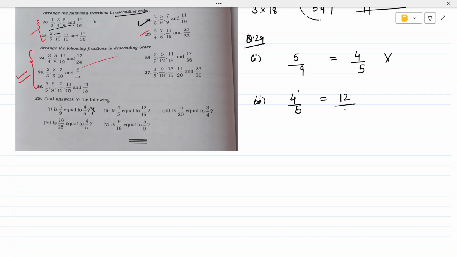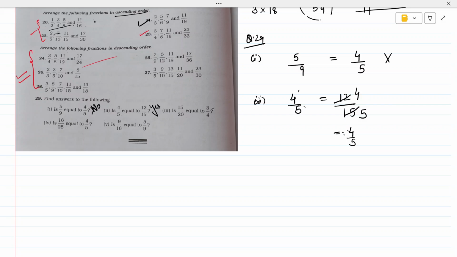Next, second question, is 4 by 5 equal to 12 by 15? So 12 by 15, they come in the table of 3. They have 3 as a common factor. Let's try to reduce this. 3 into 4 is 12. 3 into 5 is 15. So after simplifying 12 and 15, we get 4 and 5, which is equivalent to the given fraction. So yes, they are equal. I'm writing yes here.